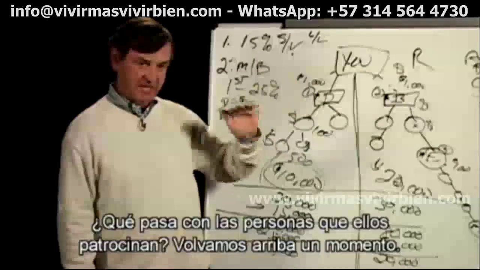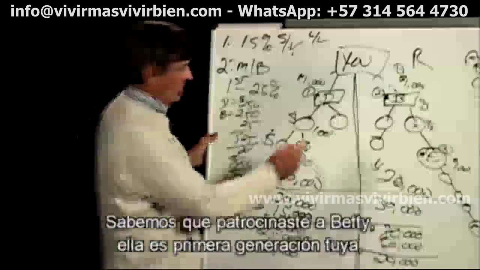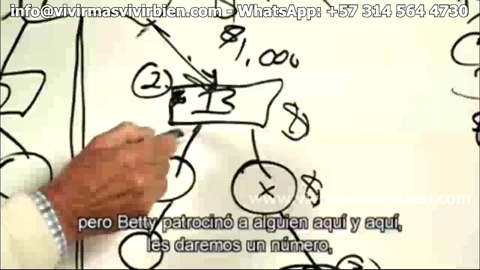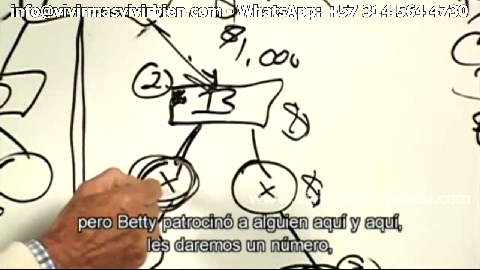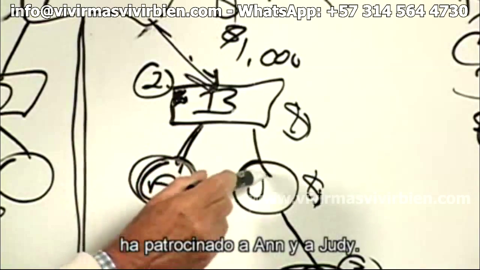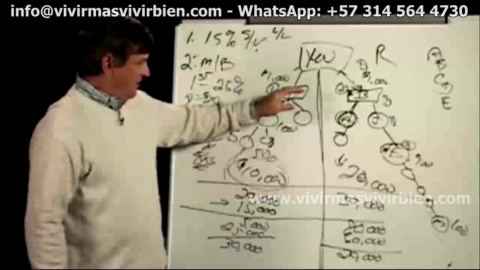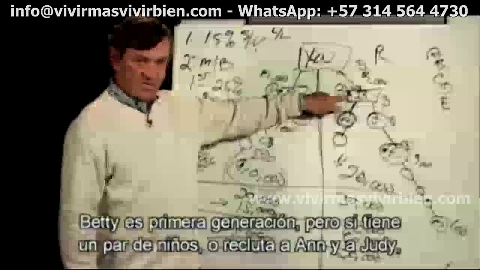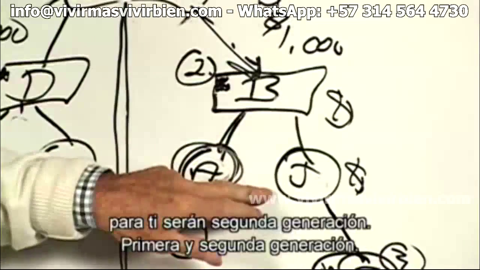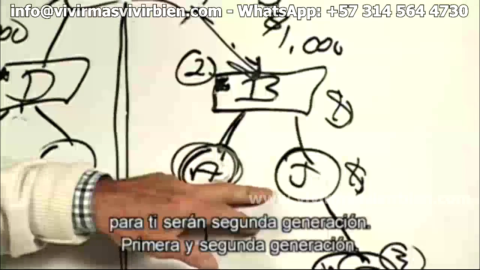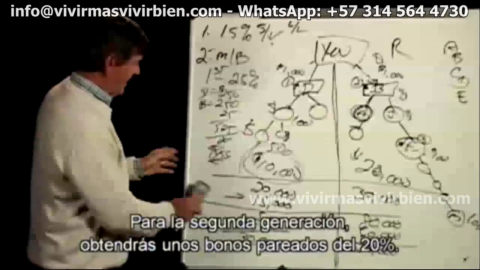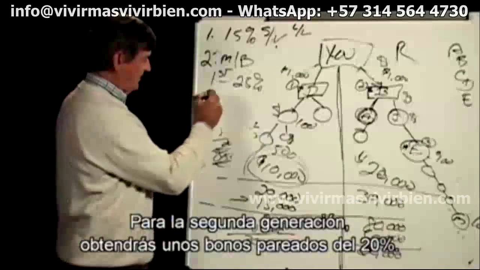Now, what about the folks that they sponsored? Well, let's go back up here. We know that you sponsored Betty. She's first generation, but Betty sponsored here and here. We'll give them a number. She sponsored Ann, and she sponsored Judy, okay? Just like a family, first generation is Betty. Well, when Betty has a couple of children or recruits Ann and Judy, that's second generation to you, right? First generation, second generation. Well, you get matching bonuses on second generation of 20%.